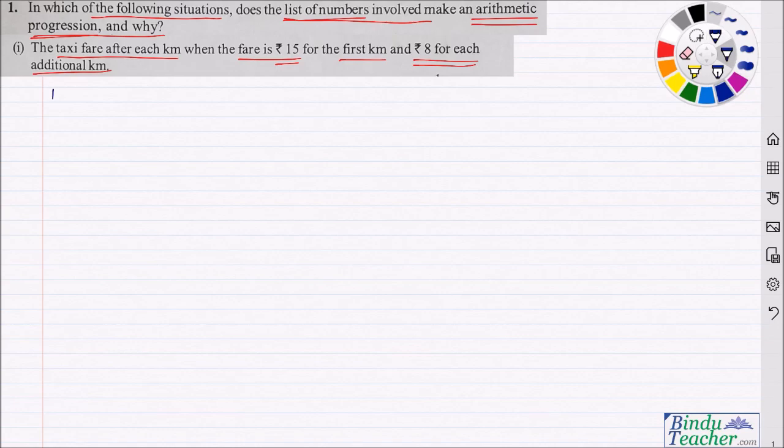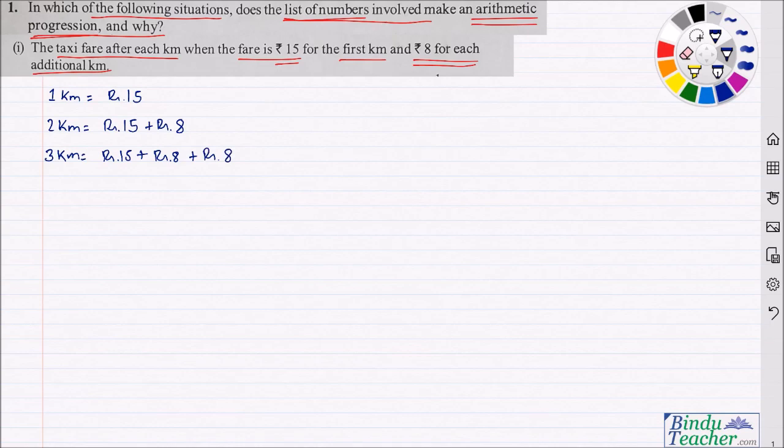So what we know is if you travel 1 kilometer, it will cost you rupees 15. If you travel 2 kilometers, it will cost you rupees 15 for the first kilometer and an additional rupees 8 for the second kilometer. If you travel 3 kilometers, it will be rupees 15 for the first kilometer, rupees 8 for the second kilometer and rupees 8 for the third kilometer.